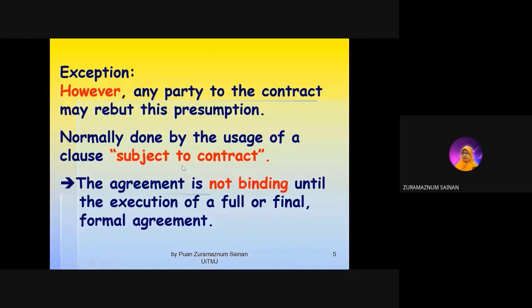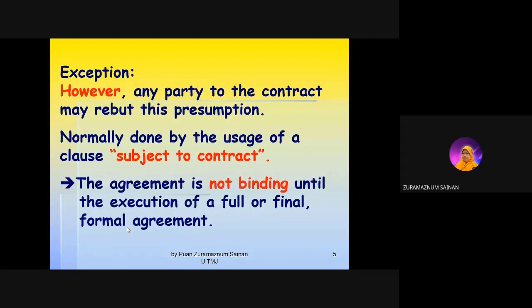agreement, okay, with the other party, dia nak mengelak to avoid ataupun to rebut the presumption of having intention tu. Dia nak elak tu, dia gunakan perkataan subject to contract, meaning that the agreement is not yet binding until the execution, the full ataupun final formal agreement. Let's say the example I mentioned just now. A offer to sell his car to B.